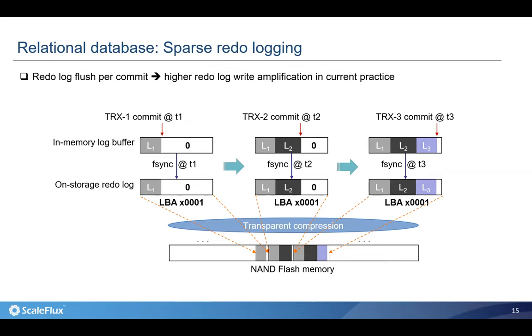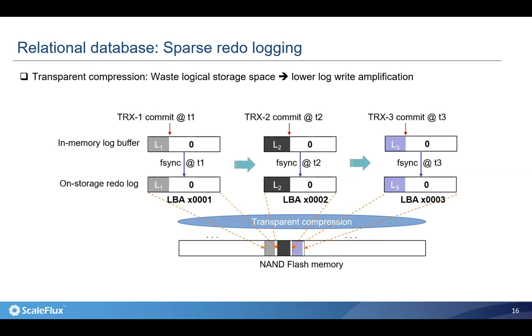But with thin provisioning, we can expand the LBA space and intentionally waste the logical space to lower the write amplification. And the idea is also very simple. We just flush L1, L2, and L3 to different 4K blocks at different times. Since we have built-in transparent compression, all these zeros will be compressed away and only L1, L2, and L3 will be written to the flash once. So in this way, we can effectively reduce the write amplification of the redo log flush.